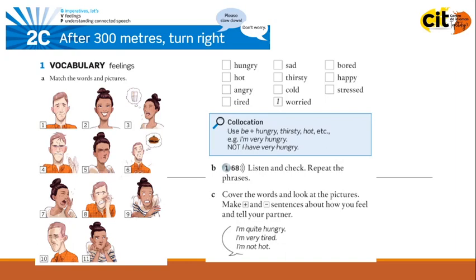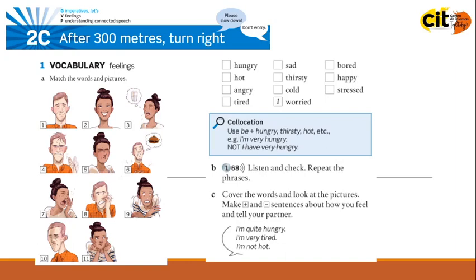Well, then you have to cover the words and look at the pictures and try to make affirmative and negative sentences about how you feel today, okay? For example, I'm quite hungry. I'm very tired. I'm not hot today, okay?